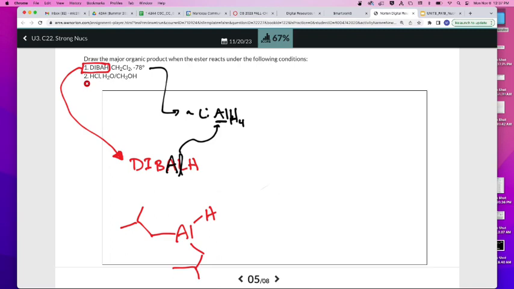Why is that then useful? What's next to that aluminum? A hydrogen. And when we saw lithium aluminum hydride, how did that react? It provided a negative hydrogen. It provided a hydrogen nucleophile. So when we look at DIBAL, guess what it provides? A negative hydrogen. A hydrogen nucleophile. Okay, so we could go through and run our ester chemistry exactly the same.